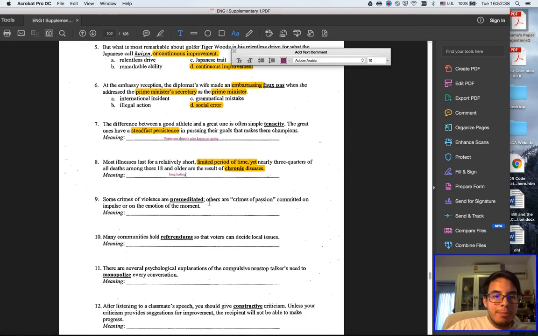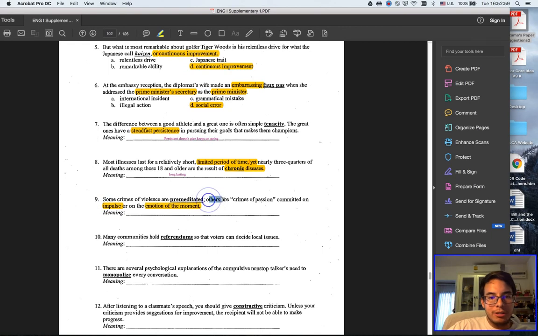Okay. Number 9, some crimes of violence are premeditated. Others are crimes of passion committed on impulse or the emotion of the moment. So our keywords here are impulse and emotion of the moment. And notice we have "others." So this means it's the opposite. Premeditated means it's not an impulse, it's not an emotion of the moment, it is planned.